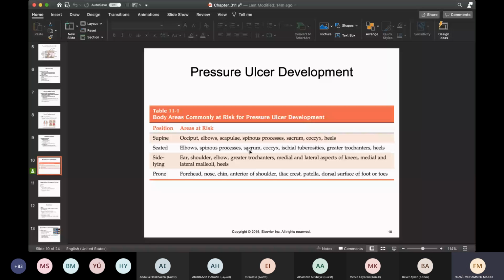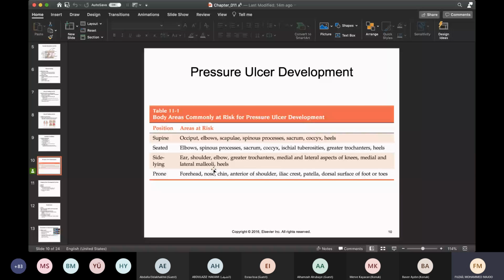Someone that's lying on their back, okay, they're bedridden, it's going to be the occiput, right? In addition to that, elbows, again, scapula, the spinous process, sacrum, coccyx, heels. Why? Because all these are constantly on the mattress. So again, patients that are bedridden or in a wheelchair need to be constantly moved. They need to reposition so that they don't end up getting pressure ulcers.